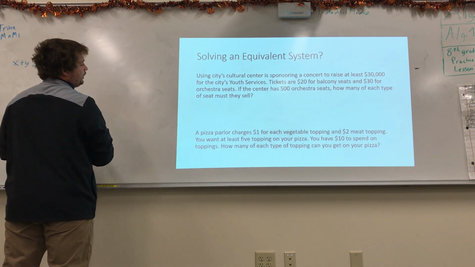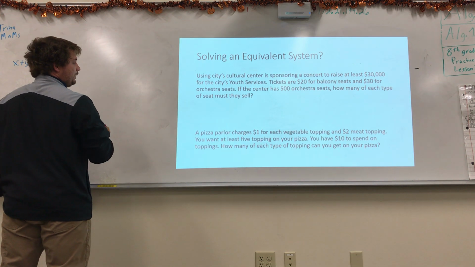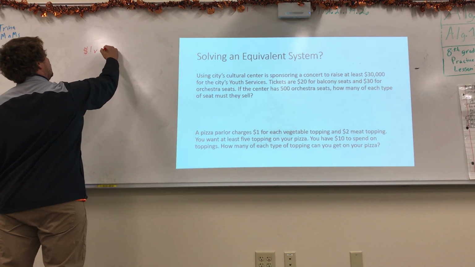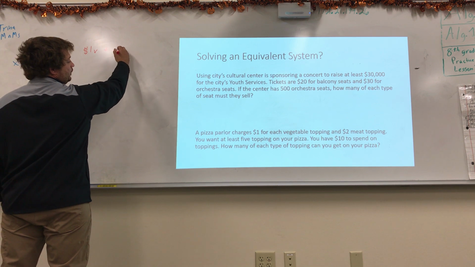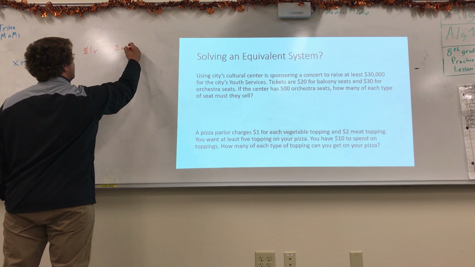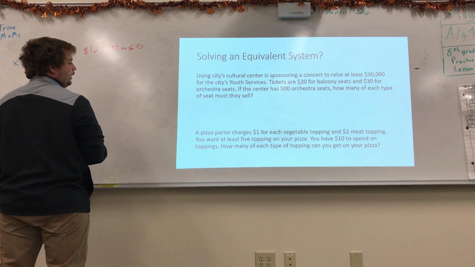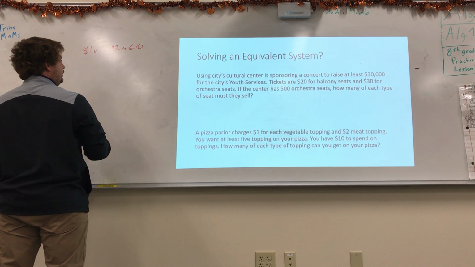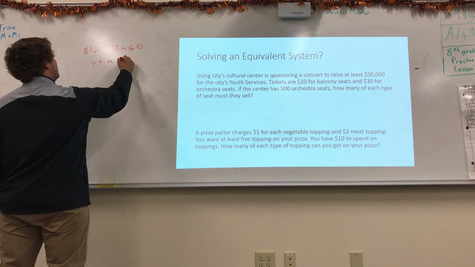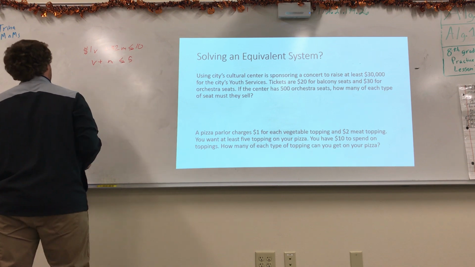This will be a little easier to graph, but you're spending $1 on veggies plus $2 on meat, and that has to be less than or equal to $10. Okay, and you want at least, so veggie plus meat has to be at least 5 different ones.